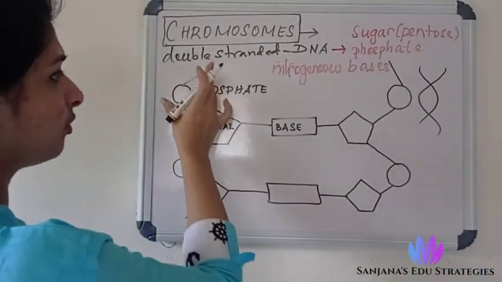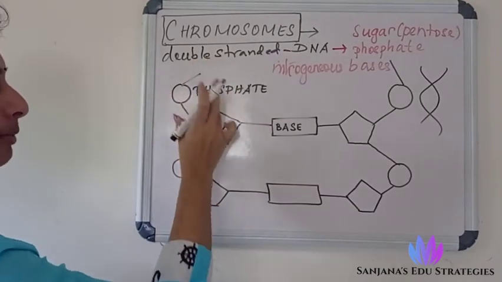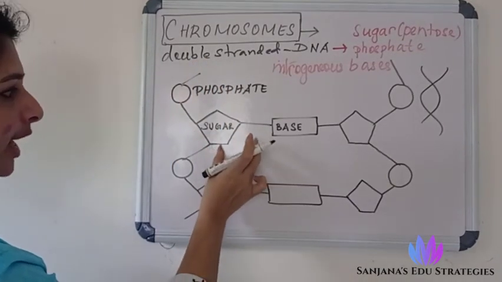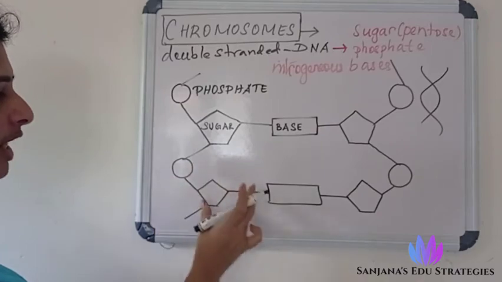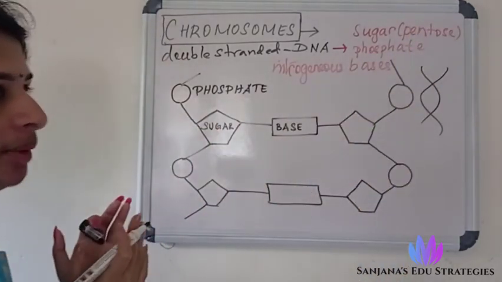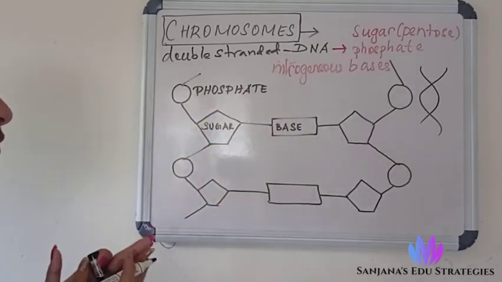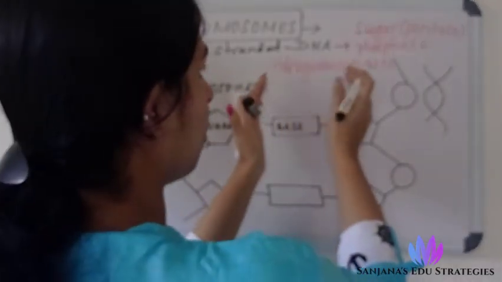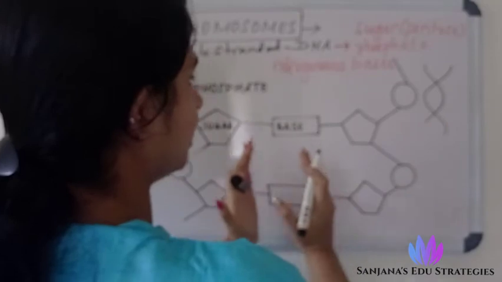Now, listen, phosphate is present, it will be pairing with sugar. Again, sugar pairs with the second phosphate, again it pairs with sugar. Like that, in both the borders it is happening. Now in the center region, you have to keep in mind bases. All the nitrogenous bases will be present in the center.